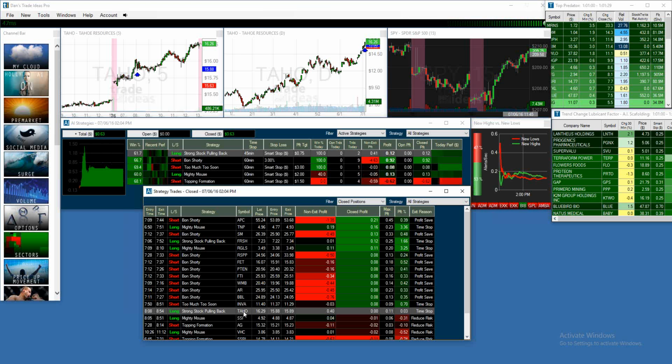So Holly got into a strong stock pulling back. So right here, we got into Tahoe Resources. It was right here. It went up, it went down, went up, and it basically flatlined, and Holly ended up getting out with zero. In other words, the closed profit or the risk-off move when the time allotted exit happened was I'm out. Zero. In other words, no gain, no loss.